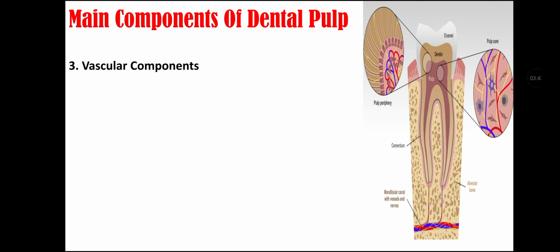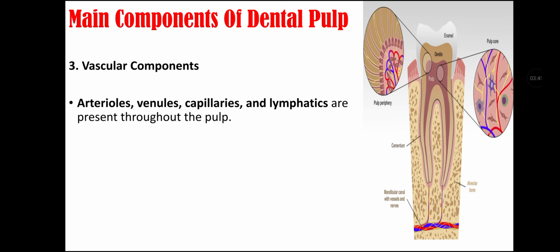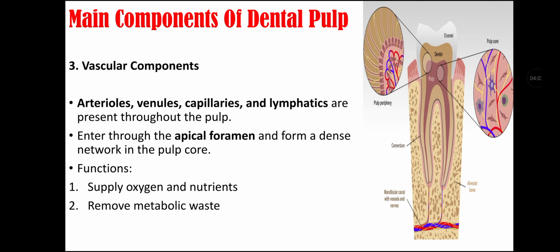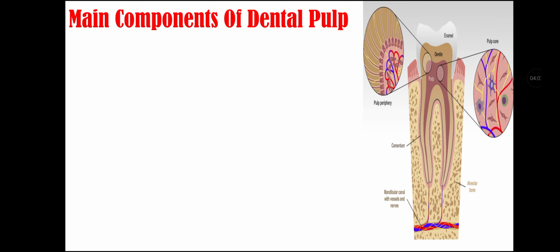Next component of dental pulp is vascular component. They include arterioles, venules, capillaries, and lymphatics that are present throughout the pulp. They enter through apical foramen and form a dense network in the pulp core. The function of vascular component is to supply oxygen and nutrients in dental pulp, to remove metabolic waste, and to support immune defense and tissue repair.